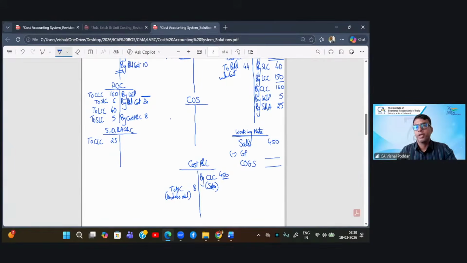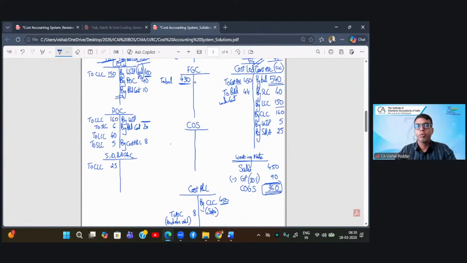Sales is 450, as you know. GP is given as 20% of sales, so it is 90. So cost of goods sold is this. Now I had explained to you students what is the treatment of cost of goods sold. So whatever is goods sold, it will go out of your FG account and it will be transferred to COS account. So it will be credited to your FG because now that many goods are going out of your godown and they are going to the customer. So it will be debited to the COS account, right?